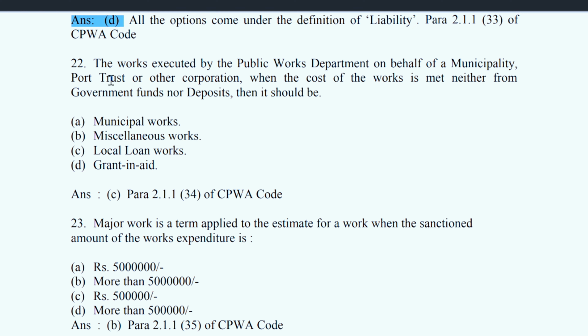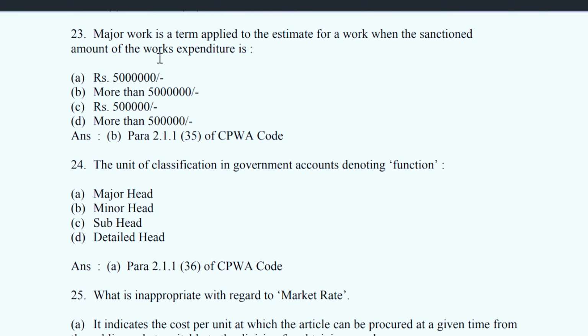Serial number 22. The work executed by the Public Works Department on behalf of a municipality, port, trust or other corporation, when the cost of the work is met neither from government funds nor deposit, then it should be local loan works. This is the answer, local loan works. 23. Major work is a term applied to the estimate for a work when the sanctioned amount of the work expenditure is, this is the answer, more than 50 lakh.